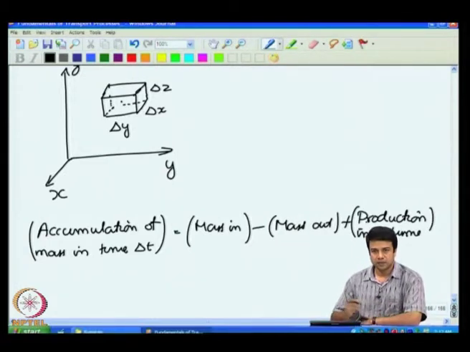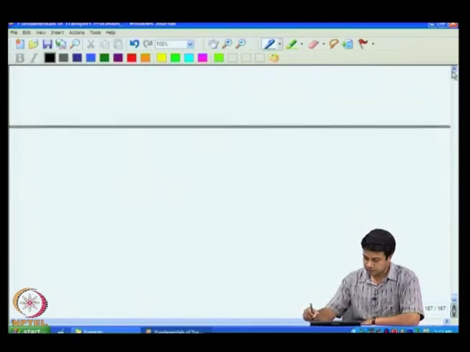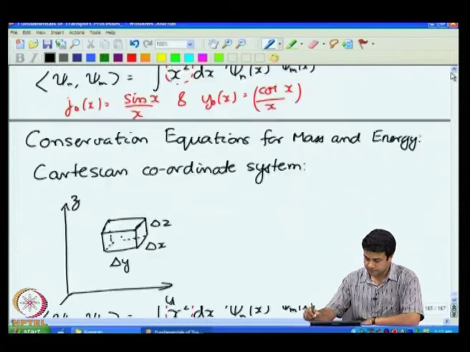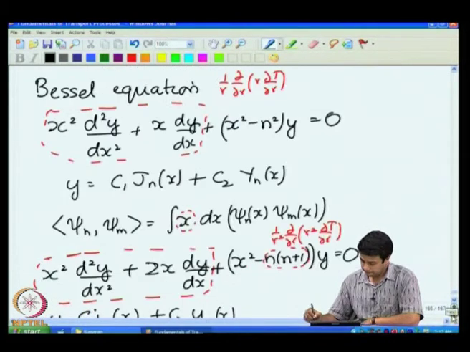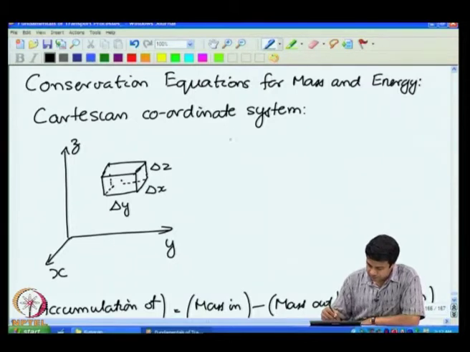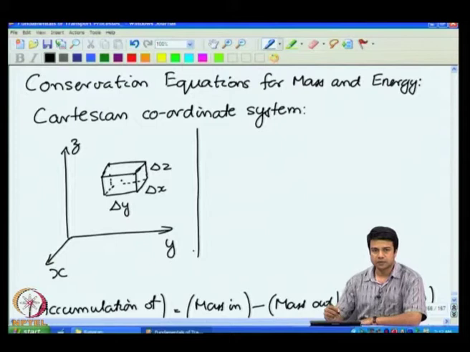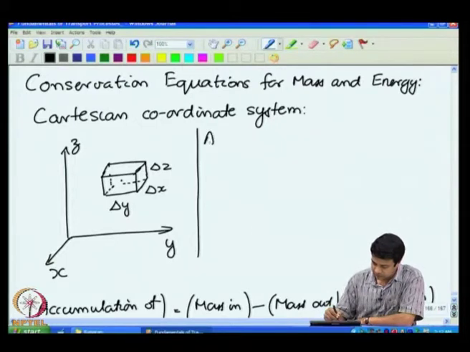Okay. And what I need to do is evaluate these individual terms and put them all together to get a mass conservation equation. Now, first things first, what is the accumulation? Okay. What is the accumulation of mass?